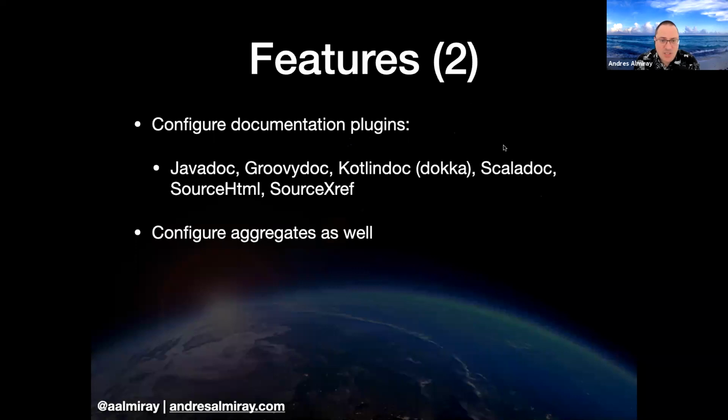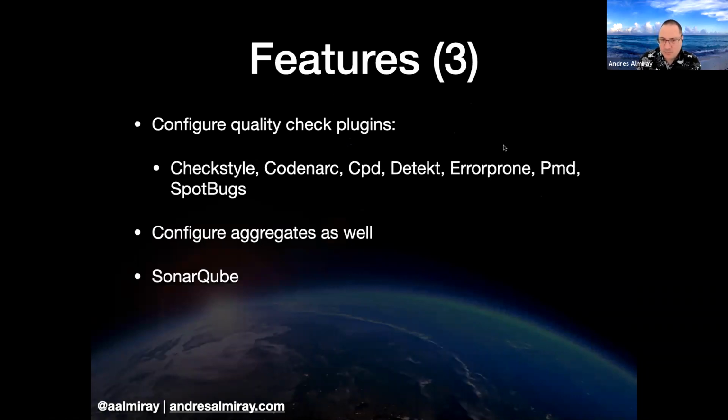In terms of documentation, well, there are additional settings that can be configured for the Javadoc, GroovyDoc, KotlinDoc that uses Dokka, ScalaDoc. If you want to have a prettified version of your sources in HTML that's using the plugin called Java2HTML, well, that's actually source HTML there. Or if you're familiar with the XREF documentation generated by Maven, at least for Java sources, well, source XREF will give you that. And those all work for single projects, but if you are at the root and you want to aggregate everything together, then they also work at the root level.